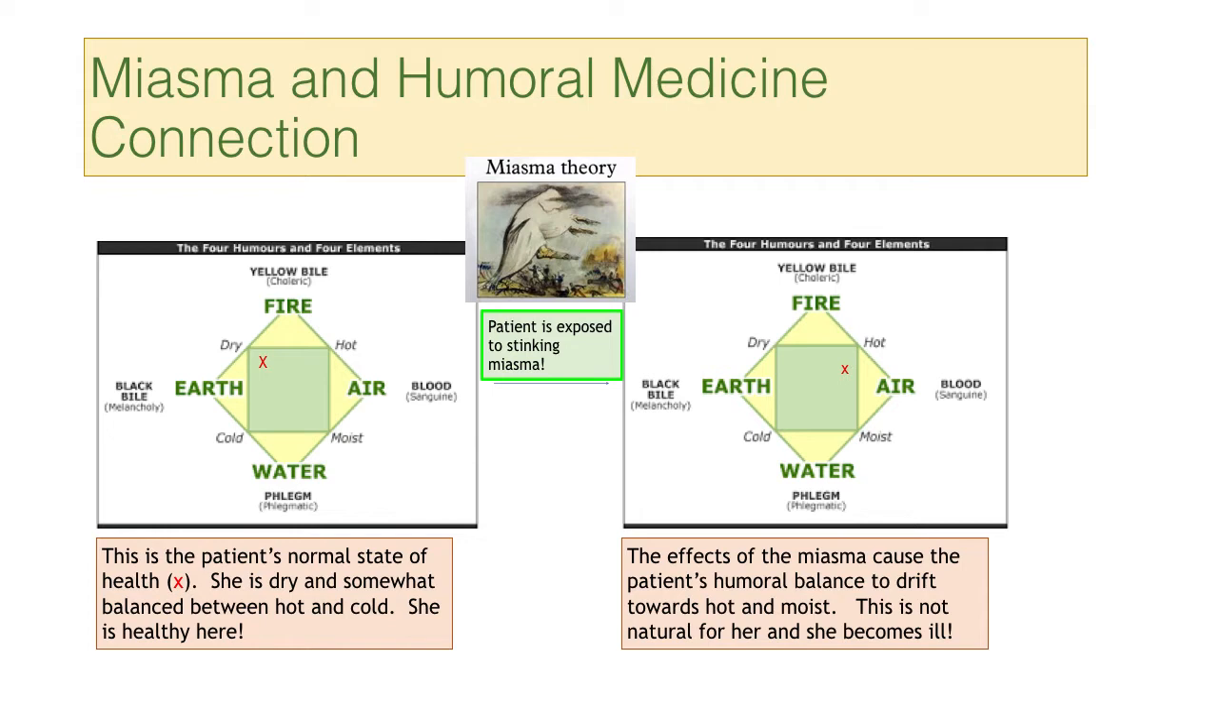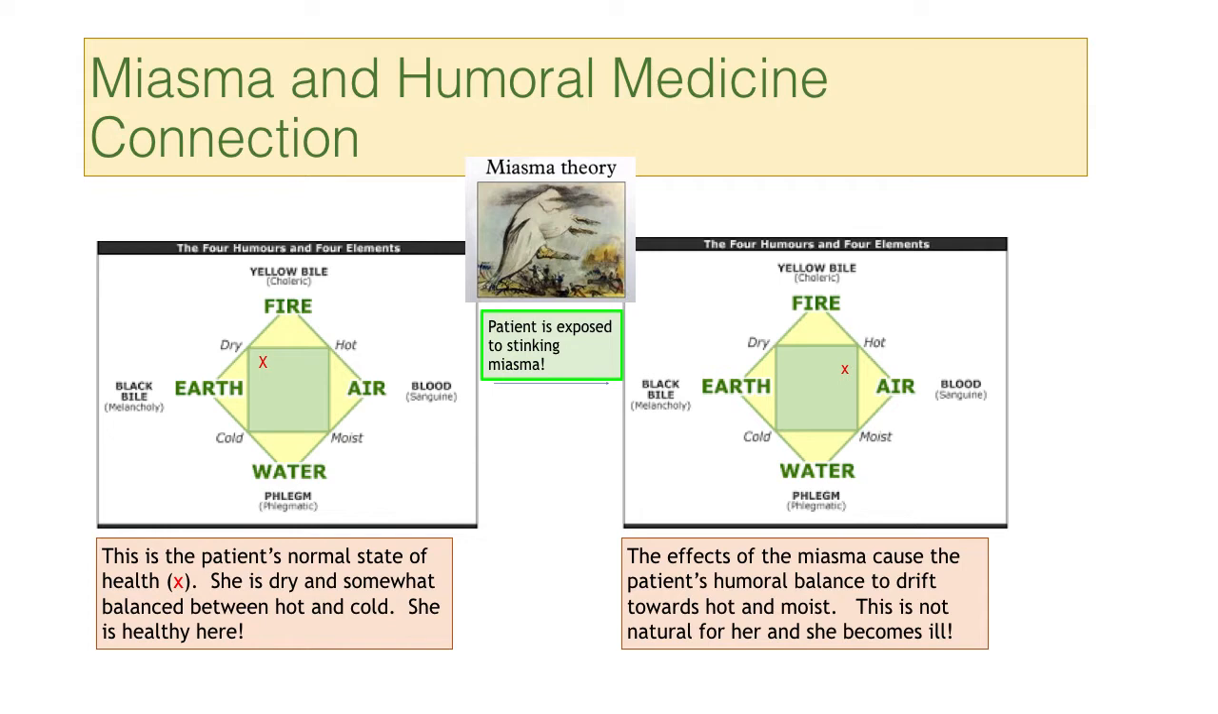So, what is the miasmatic theory of disease? The miasmatic theory is the belief that disease is caused by stench. For example, when trash or waste rots, this organic decay emits fumes or noxious odors that, when breathed in, cause a person to fall ill.